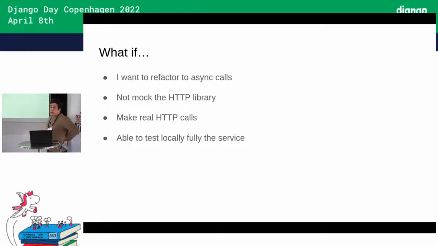And then you start to ask questions. What if I want to refactor that for an asynchronous call? What's going to be the amount of effort to implement async? And what if I don't want to mock the HTTP library, because you are entering implementation details when you mock things? That's not nice. And what if I want to make a real HTTP call?